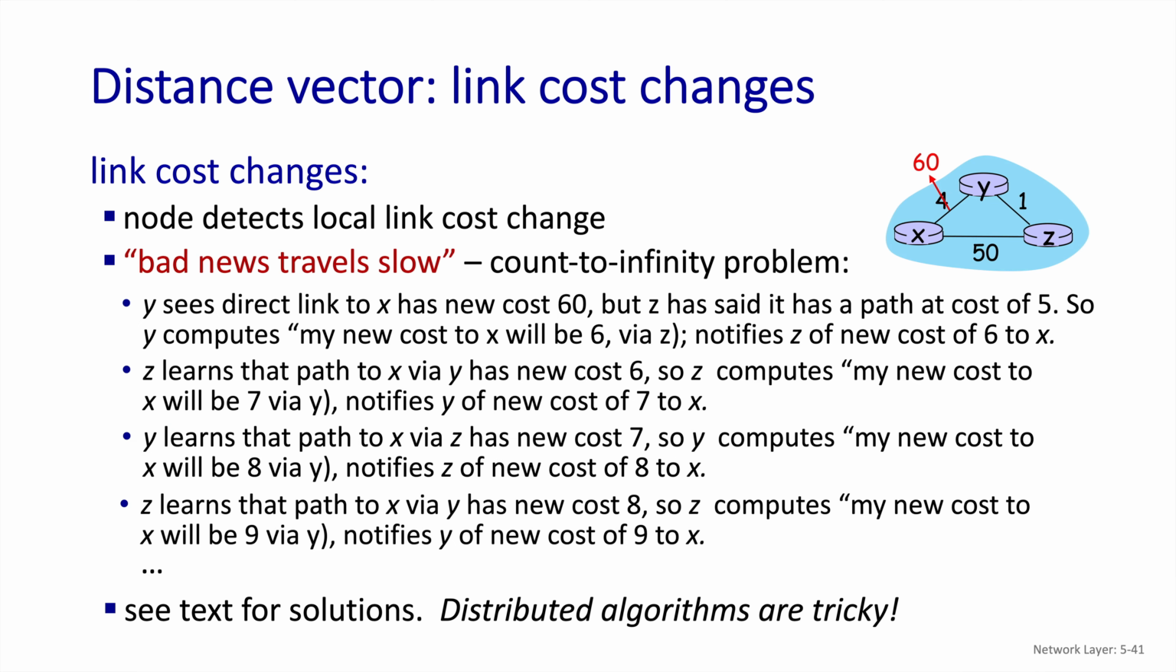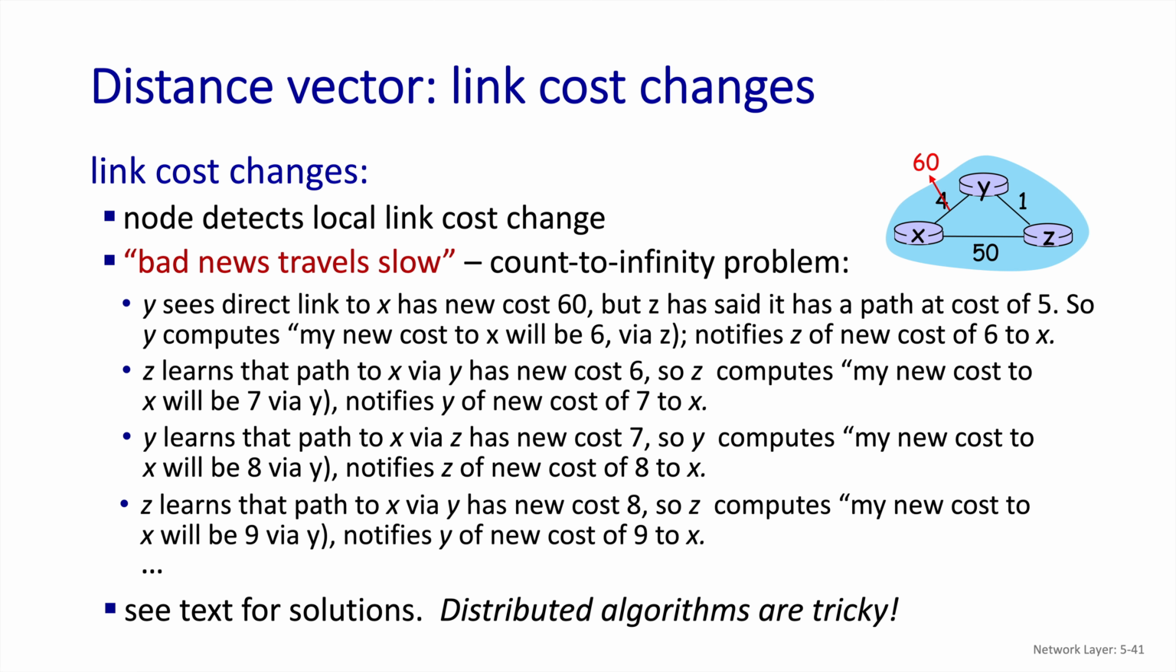Now let's look at the reverse scenario where the cost increases. To illustrate this point, we're making a dramatic link cost increase from 4 to 60. So in this case, we have to keep in mind that z had already learned a cost to get to destination x of 5, and it was doing this via y. However, the distance vectors don't include the paths, only the costs. So z is advertising a cost to get to x of 5.